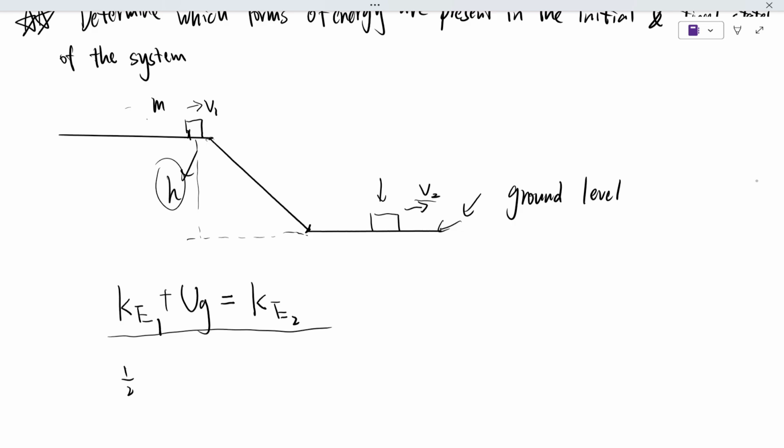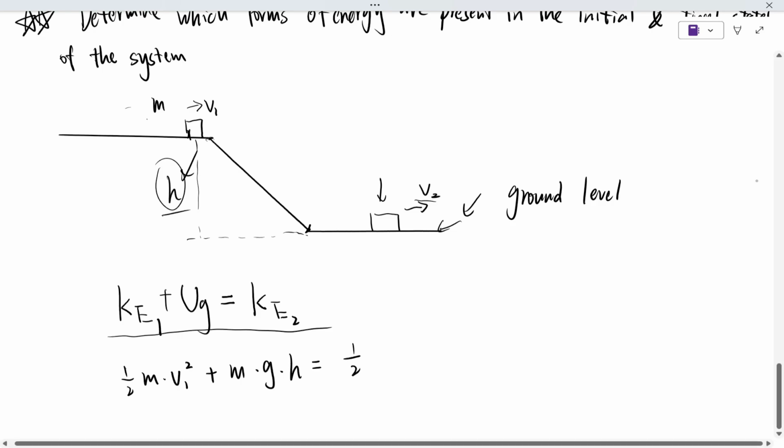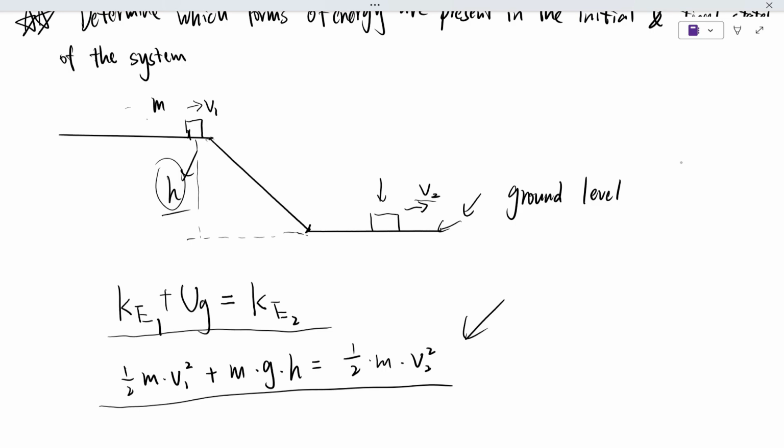And then when we expand it, it will be half m, the mass of the object, times initial velocity squared, v1 squared, plus m, the mass of the object, times g, times h. h is the height above the ground level, right? And it's equal to half times the mass of the object times the final velocity, v2 squared. So this is how you write the conservation of energy equation.